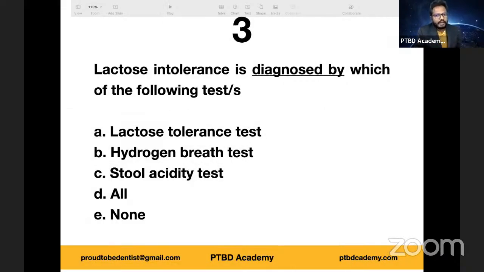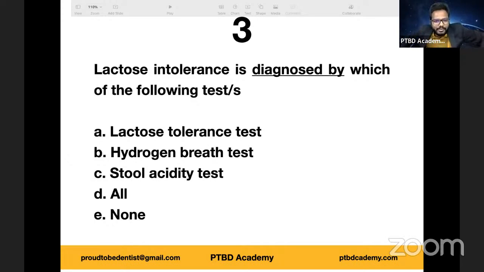Lactose intolerance is diagnosed by which of the following tests? In fact, you should be able to answer this right, even if you have no idea, because we have already presented something called the hydrogen breath test in this particular context. But let's see how many of you are going to get it right.